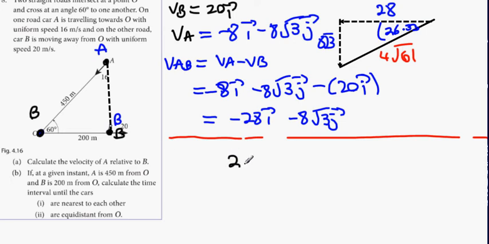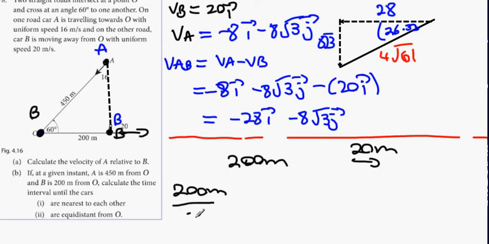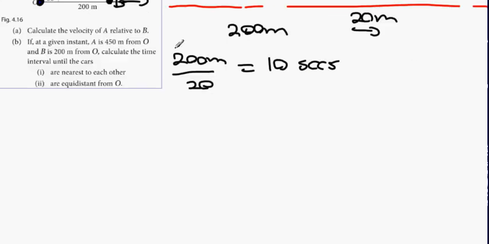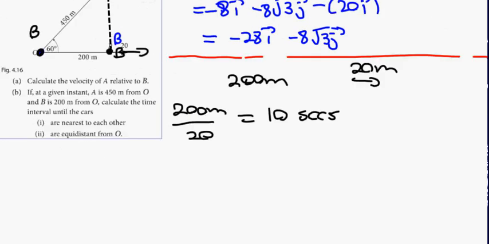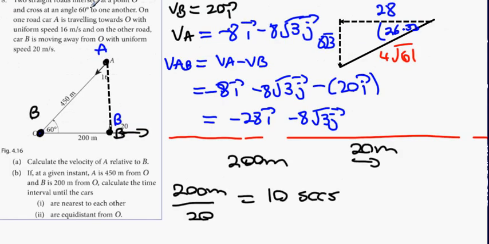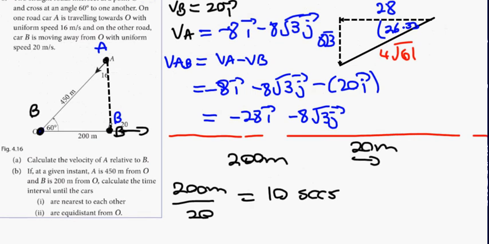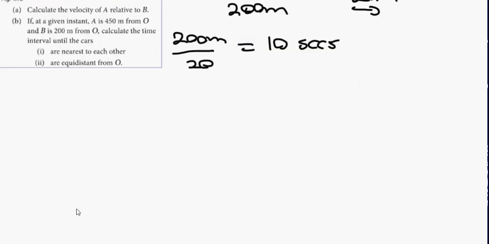So B is currently 200 meters away, and it's going away at 20 meters per second from the junction as seen. But what we can do this time around is divide 200 meters by 20, and we get 10 seconds. Into the past we can put B at the junction. So this time B is at the junction, and A is on its way down to it.